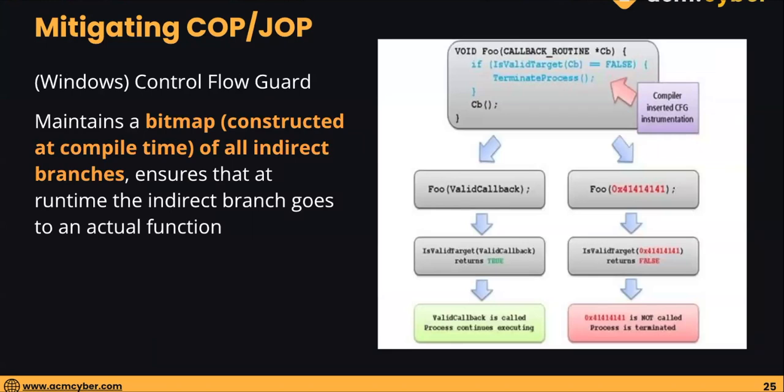Another one is that for Windows, there's something called Control Flow Guard. It maintains a bitmap, constructed at compile time, of all the indirect branches and ensures that at runtime, the indirect branch goes to an actual function instead of the middle of a function. This doesn't allow you to jump into the middle of a function, and it limits how much control flow hijacking you can do. These are the ways that Windows and Linux have tried to implement mitigations without overly affecting performance.